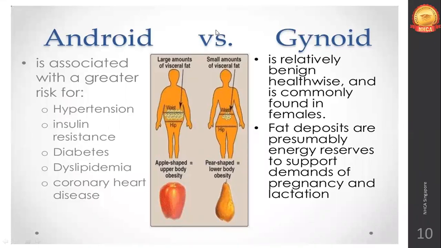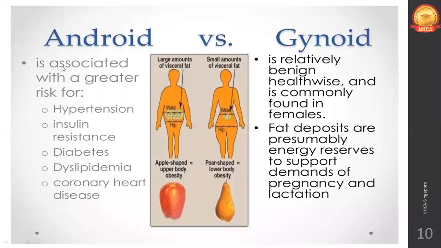Fat that surrounds the organs. Okay, it's not organ fat. Organ fat and fat surrounding the organs are different things. Okay, it's the fat that surrounds the organs for protection and thermoregulation. Okay, so that is the visceral fat.